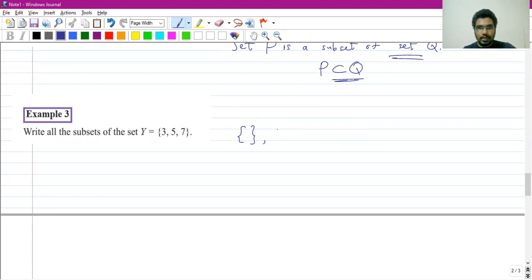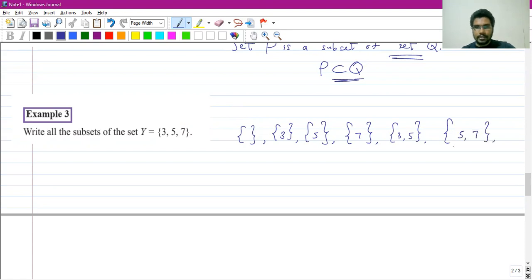Okay. So here, next one we can take 3 only, and we can take 5 only as a subset. Next one we can take 7 only as a subset. Next we can take 2 of them, 3, 5 as the subset. Next we can take 5, 7 as the subset. Next again we can take 3, 7 as the subset. And next you can take all of these elements also as a subset.